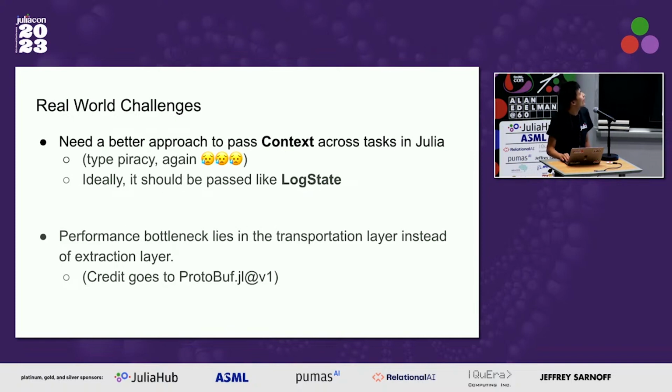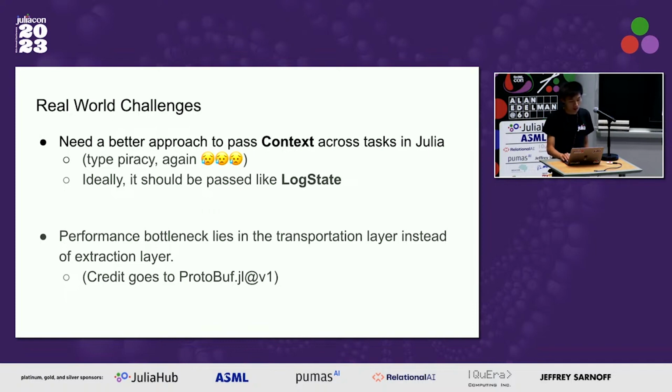Another important one is that we need a better approach to pass the context information across tasks in Julia. Currently, we are still using type piracy again. Ideally, it should be passed like the log state in a task local storage, but we do not have a better choice here until now.